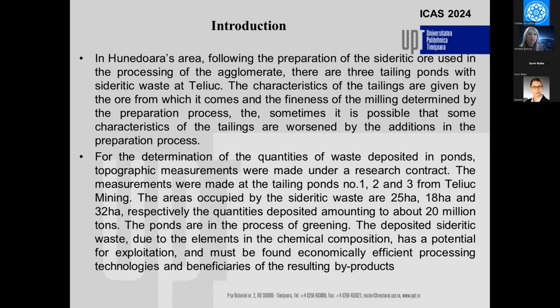In Hunedoara's area, following the preparation of the sideritic for use in the processing of the agglomerate, there are three tailings ponds with sideritic waste at Teliuc. The characteristics of the tailings are given by the ore from which it comes in the furnaces of the milling, determined by the preparation process. Sometimes it is possible that some characteristics of the tailings are worsened by the additions in the preparation process.